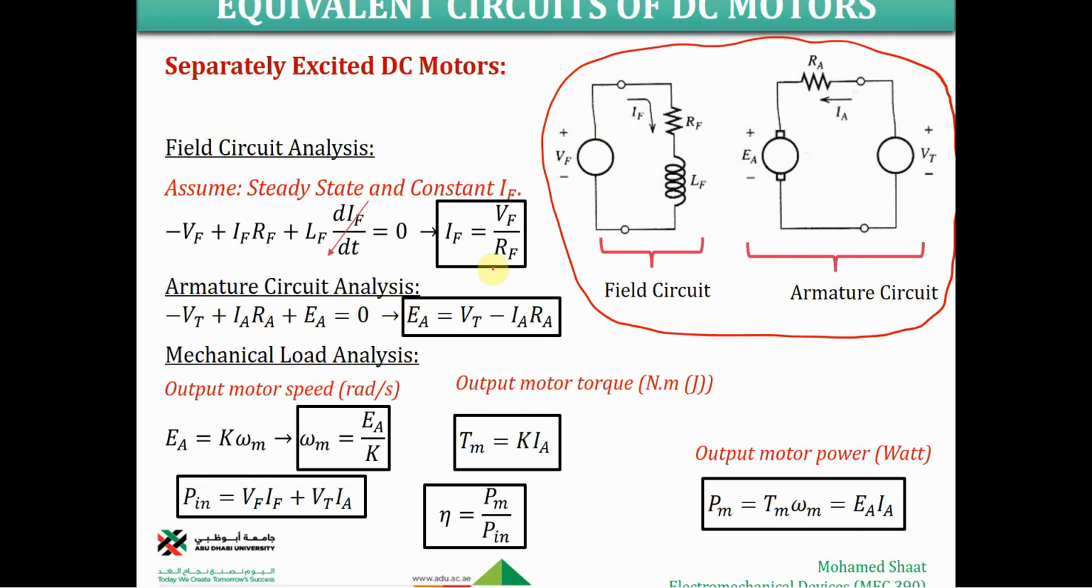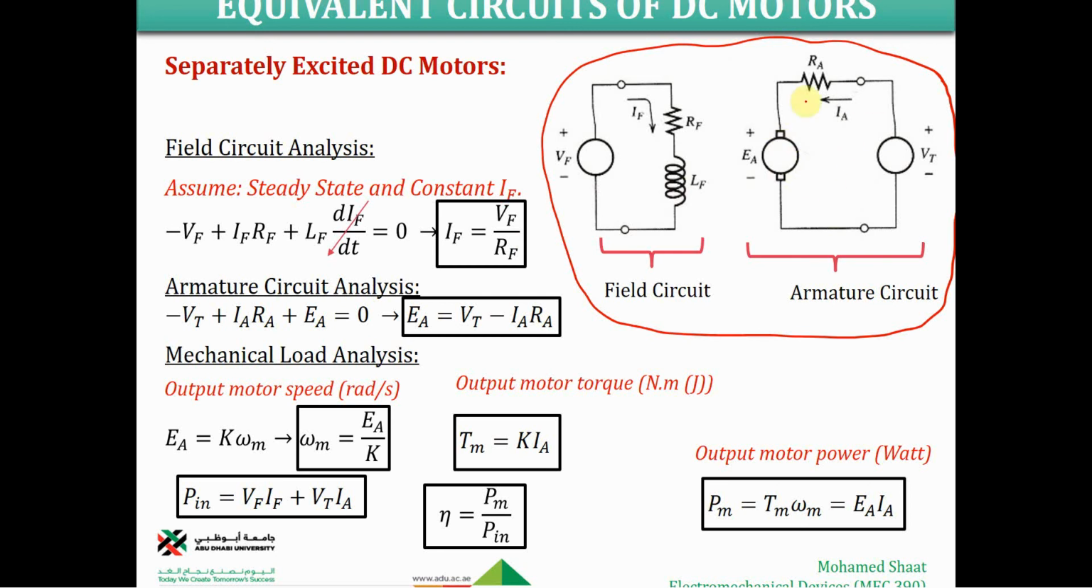Doing the same for the armature circuit analysis. For this circuit, we do have three elements as well. This is the motor itself. The motor requires some amount of voltage to operate, so it is able to create a torque and a speed. The key idea is that the speed of rotation depends on the EA, this voltage, and the torque depends on the current passing through this electrical motor or the rotor. This is the armature part of the electrical motor itself.